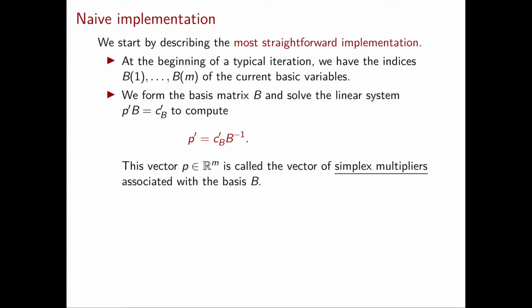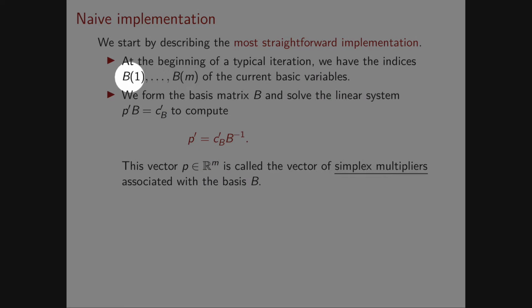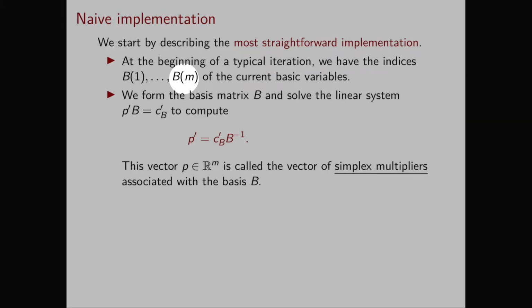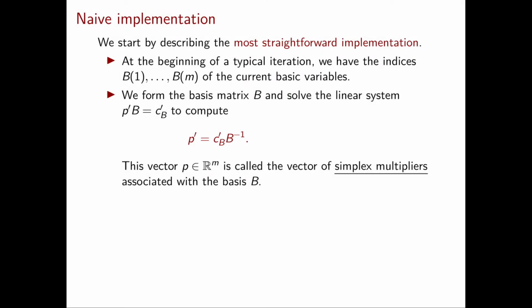We are now ready to dive into the naive implementation of the simplex method. This is by far the most straightforward implementation. Essentially, we will go through an iteration of the simplex method as seen in section 3.2, and while doing so, we keep track of the number of arithmetic operations that we need to perform. At the beginning of a typical iteration, we have the basic indices B1 until Bm of the current basic feasible solution. The next step in our iteration of the simplex method is that of computing the reduced costs.